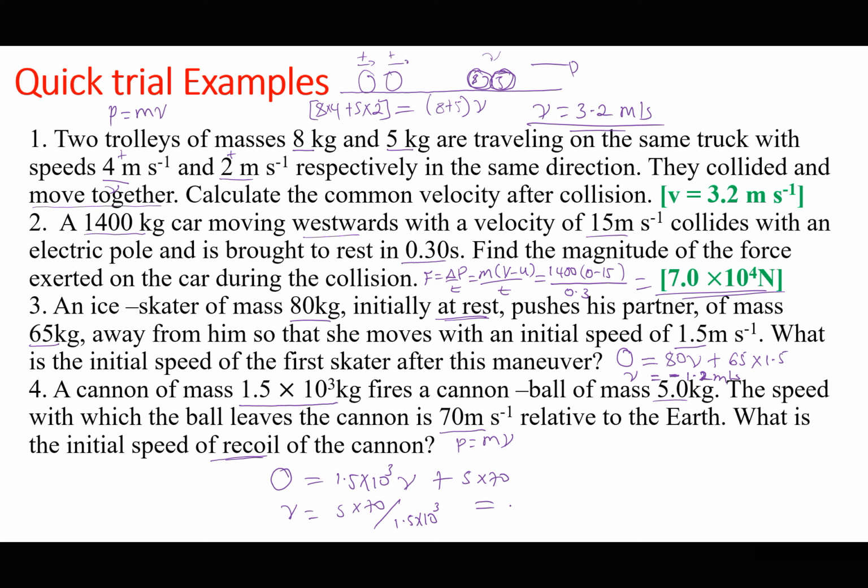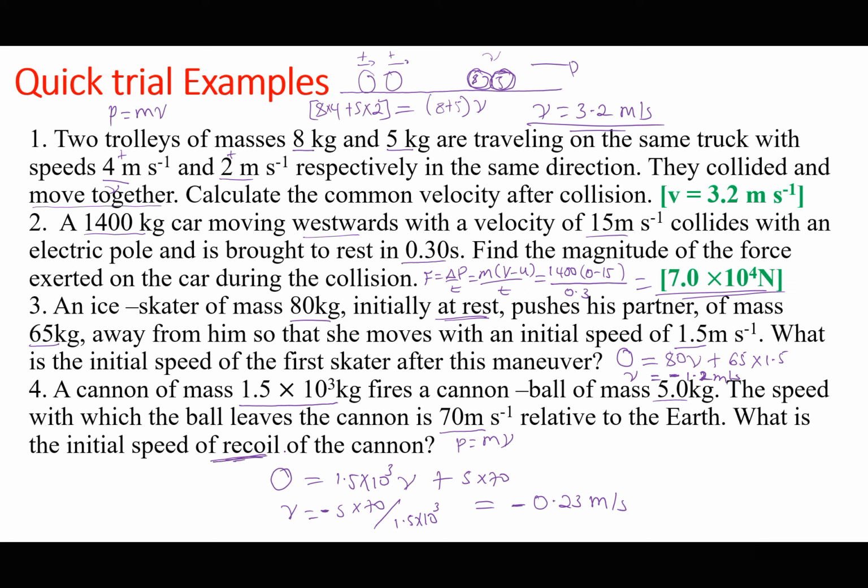So this is going to be 5 times 70 divided by 1.5 exponent 3. So the speed is going to be negative. I'm saying this is a negative because when you take 5 times 10 to the power of 70 on one side, it is negative. So it's negative 0.23 meters per second.